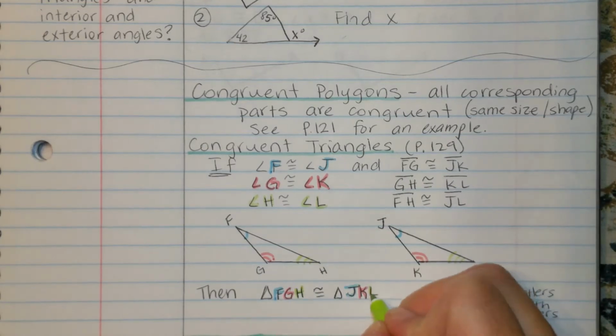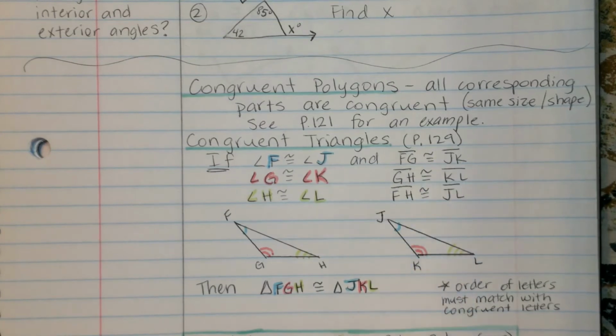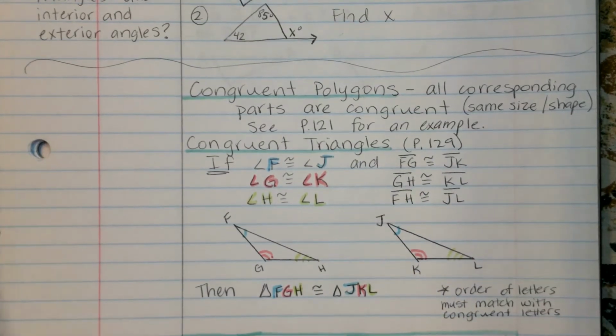And then H and L. Okay, and I'm not going to show the color with the sides, but the sides, it's the same thing. Okay, so that's for congruent triangles.